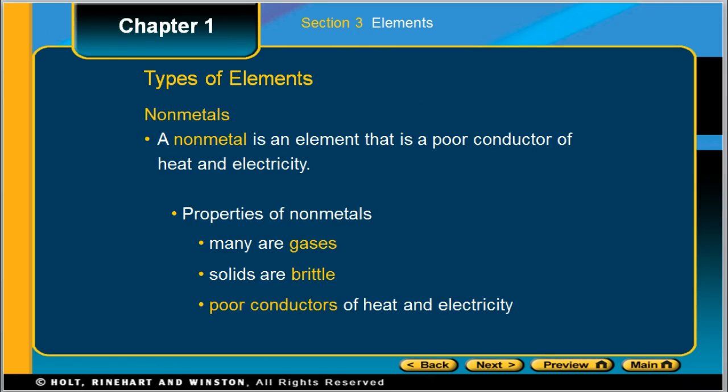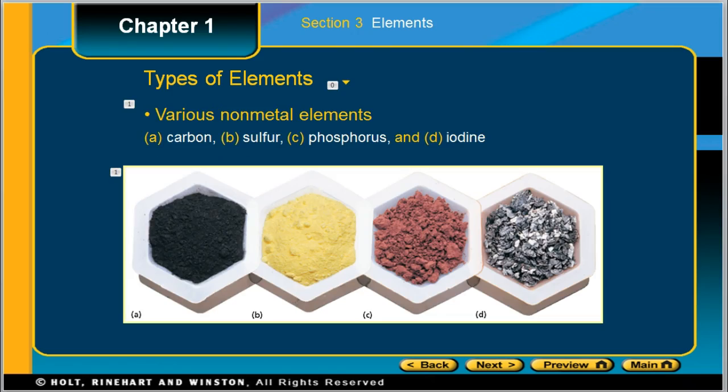Nonmetals are elements that are poor conductors of heat and electricity, and properties of some nonmetals are many of them are gases at room temperature, but when they are a solid, they're brittle, and they are poor conductors of heat and electricity. Some examples of some nonmetals here are carbon, sulfur, phosphorus, and iodine in their solid forms.